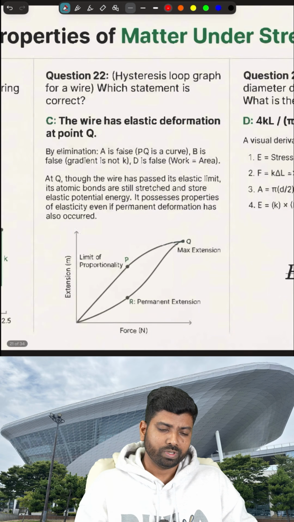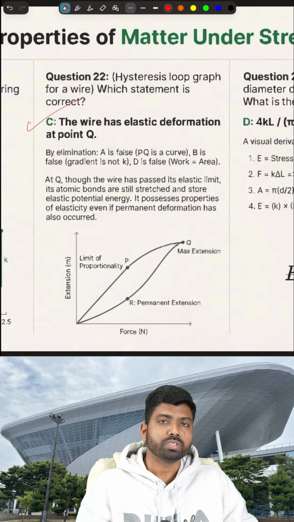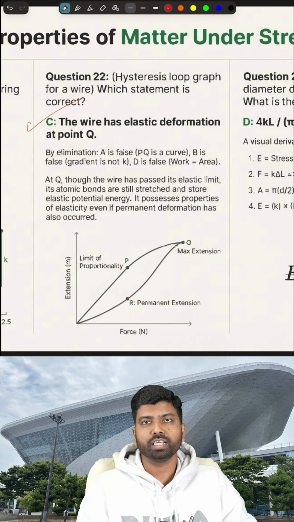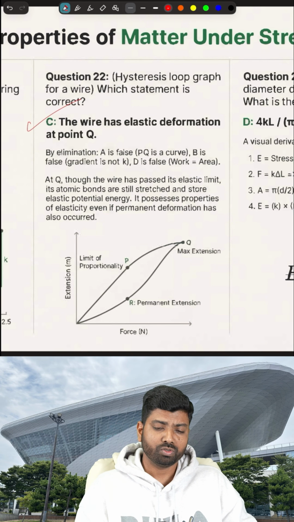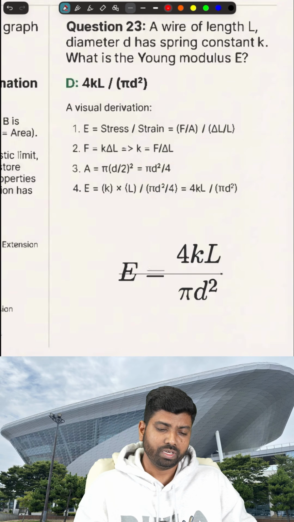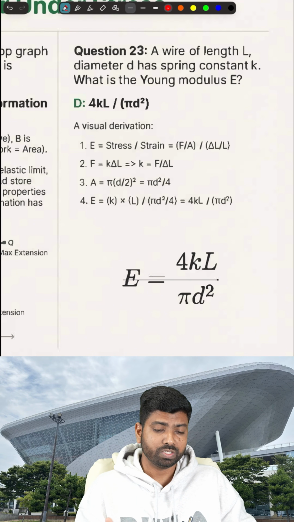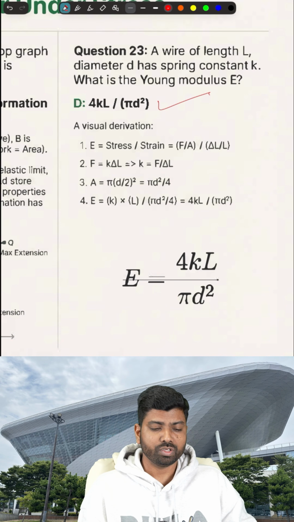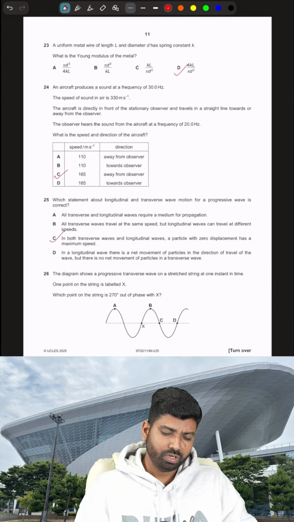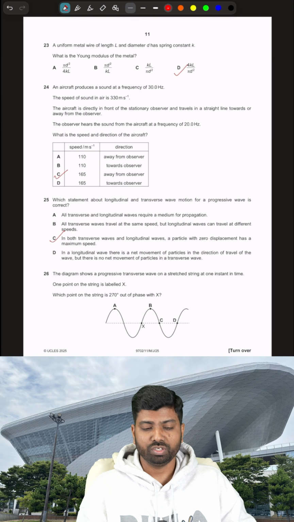You can pause. Question number 22, option C is the right answer, and the explanation is on the screen. When you want, you pause and you can find the solution. Now question number 23 is very important, from Young's modulus. So option D is the right answer, right? So 23, 24, 25, 26 are here on the screen.